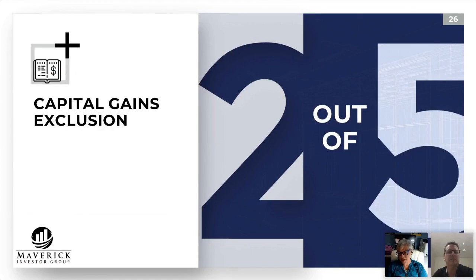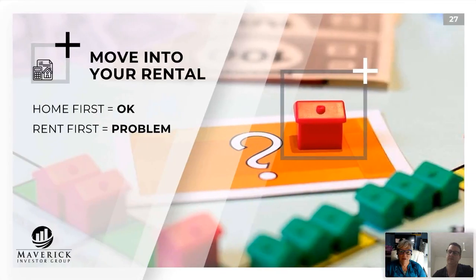Capital gains exclusion: if you live in your house for 2 of the previous 5 years, then you can get a capital gains exclusion when you sell. That exclusion for a single person is $250,000. For married filing jointly, it's $500,000. You might want to think about, well, shall I move into my rental?